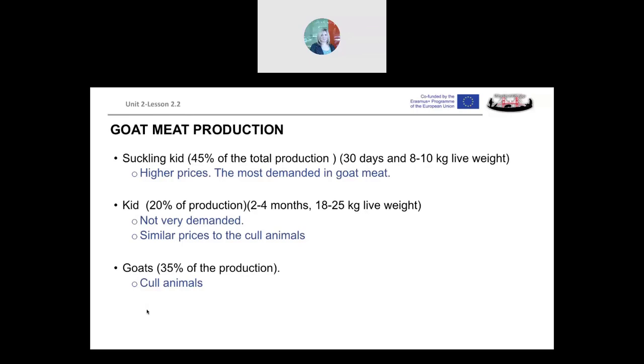The second type of production is the production associated to kids. More or less it could be 20% of the production of goat meat in Europe, but it must also be noted here that in other parts of the world, maybe in Asia, maybe in Africa, this type of production could achieve higher production rates.